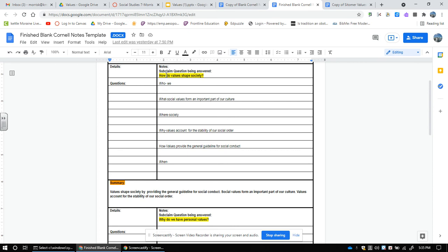It's a how question. So I'm going to turn this how question into a statement. How do values shape society? Values shape society by, and because it's a how question, I'm going to grab my how notes right here, drop them in right here, and put a period. Then I'm going to go back up to the top and drop in my what notes right here. And then I'm going to go down and grab my why notes and finish right here.